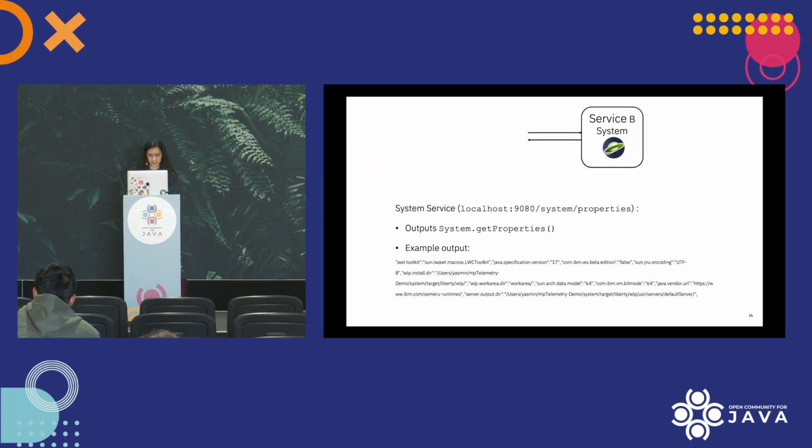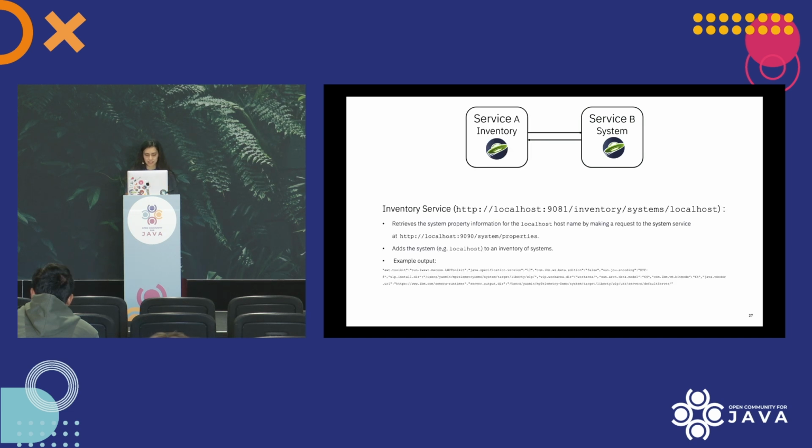And the demo is going to consist of a few services here. You've got the system service. It's really simple. When I go to the endpoint, it's just going to give my system properties. My next service is the inventory service, and that's going to call my system service. You've got service A and service B communicating with each other, and I'm only going to be really communicating with my inventory in this situation. This will retrieve the system property information from service B.